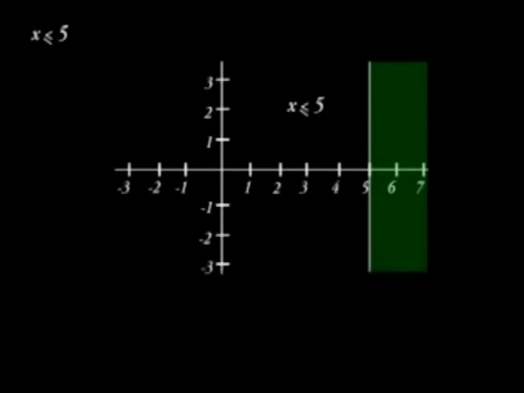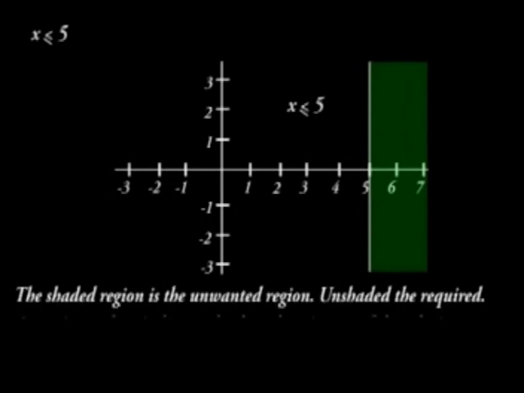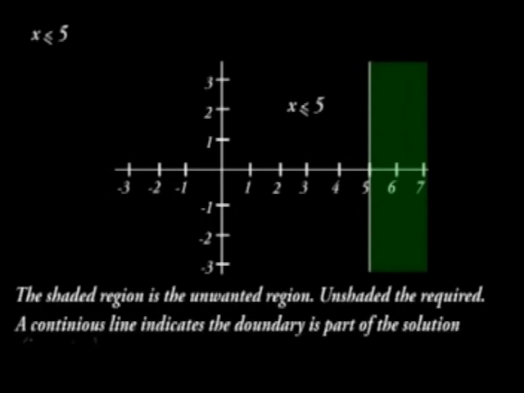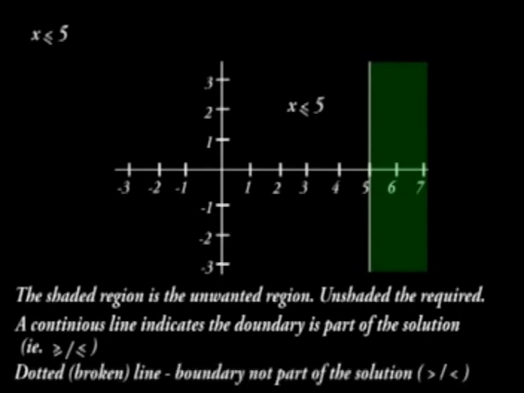Graphical representation of linear inequalities. Inequalities can be represented on a Cartesian plane. For example, x is less or equal to 5. This can be represented as shown below. The shaded region is the unwanted region, and the unshaded region represents the region that satisfies the inequality. A continuous line indicates the boundary is also part of the solution. A dotted or broken line indicates the boundary is not part of the solution.